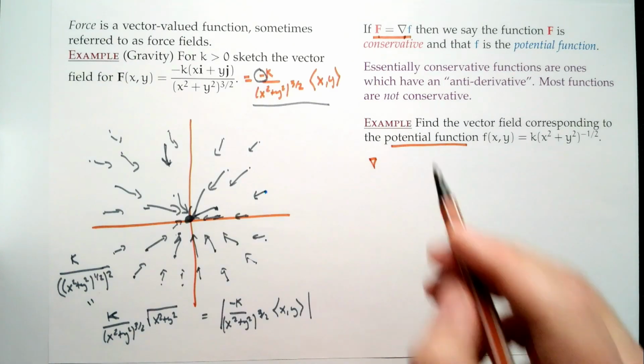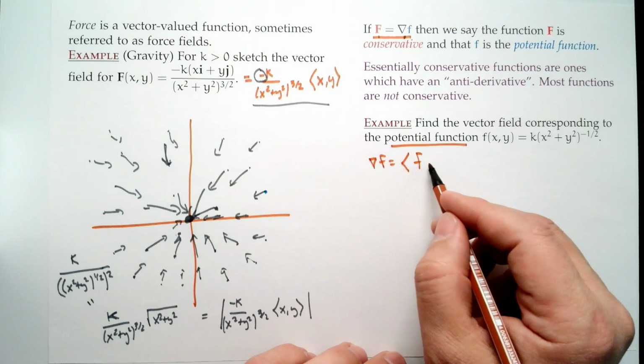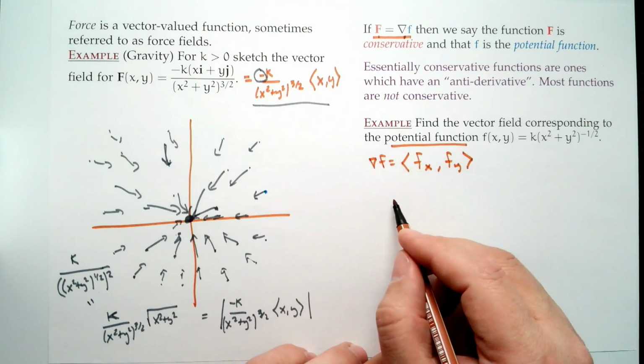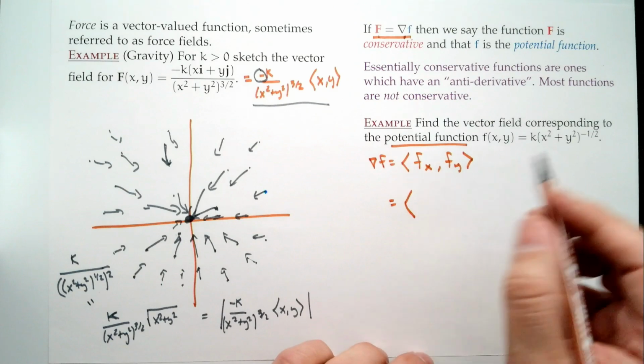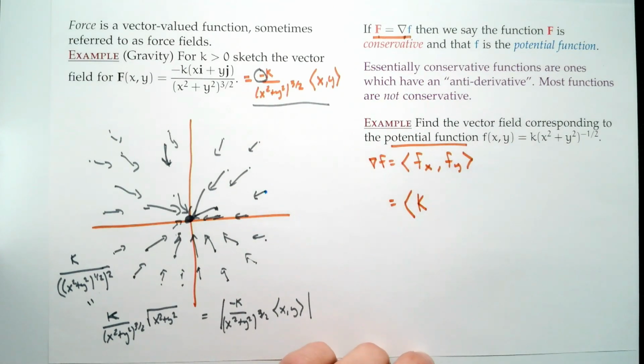So I'm going to look at the gradient of f. So reminder, that is our collection of partial derivatives. F sub x, f sub y. So let's look at f sub x. What is f sub x? Well, k is a constant. How do you take the derivative of x squared plus y squared to the minus 1/2?